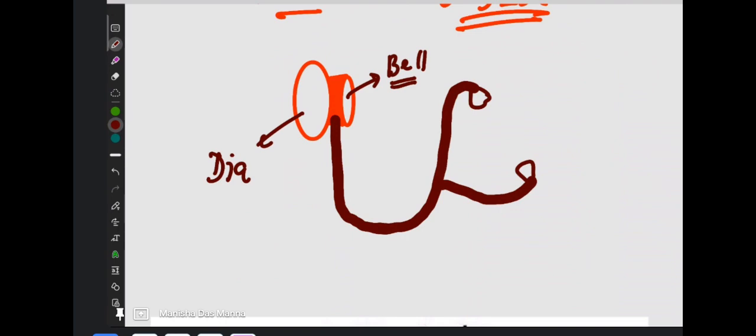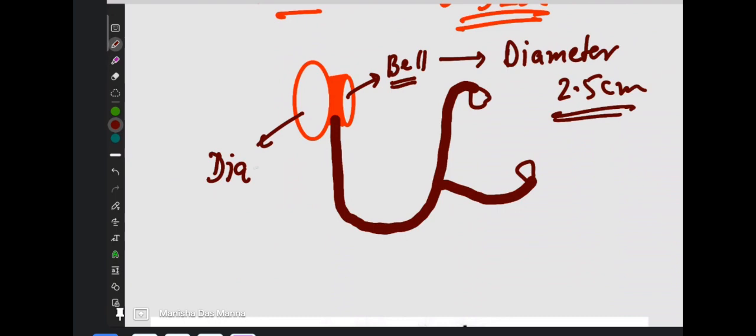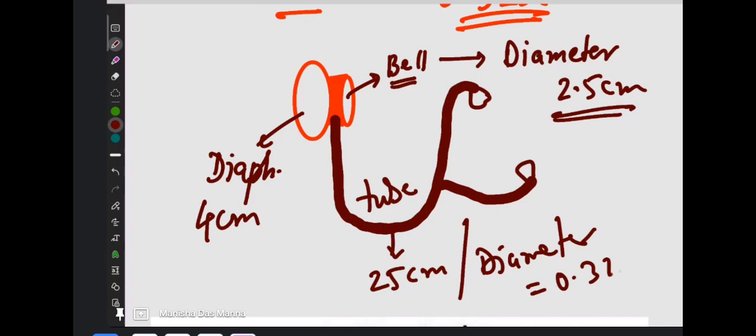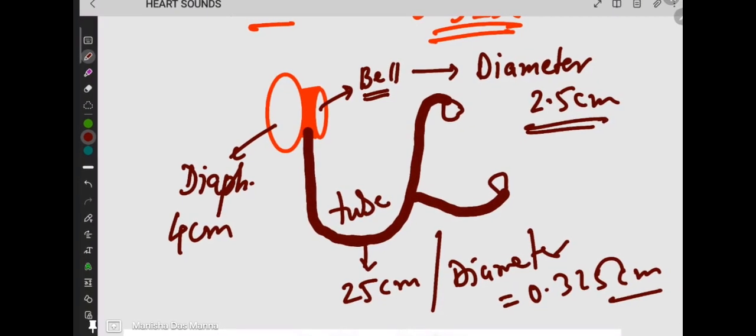So the ideal diameter of the bell must be 2.5 centimeter, and the ideal diameter of the diaphragm 4 centimeter. Ideal length of the stethoscope 25 centimeter, and the diameter of the tube must be 0.325 centimeter. Easy? These are the parts of a stethoscope.